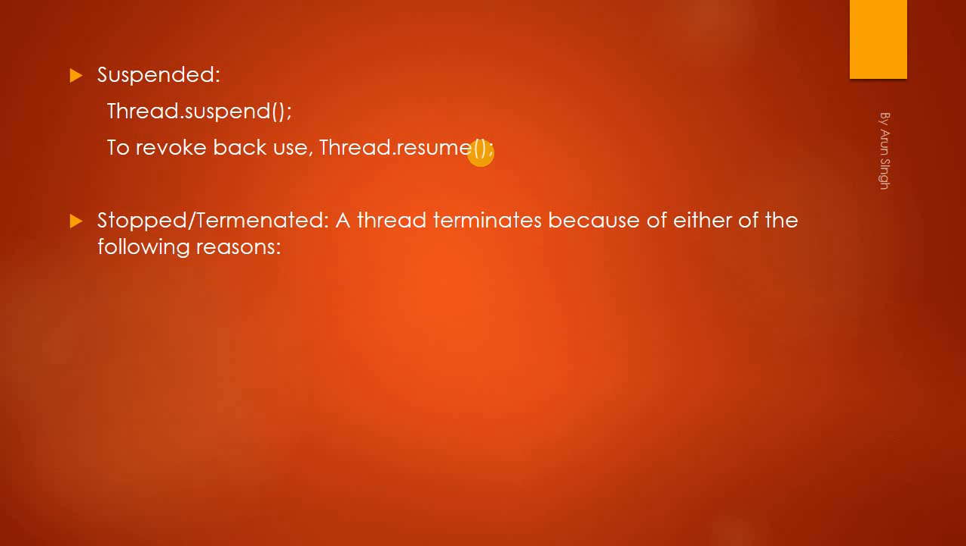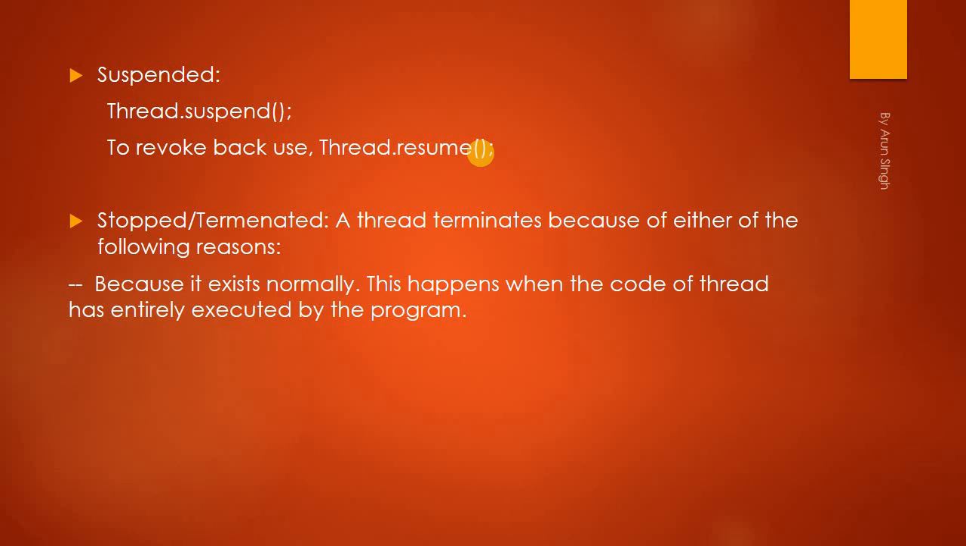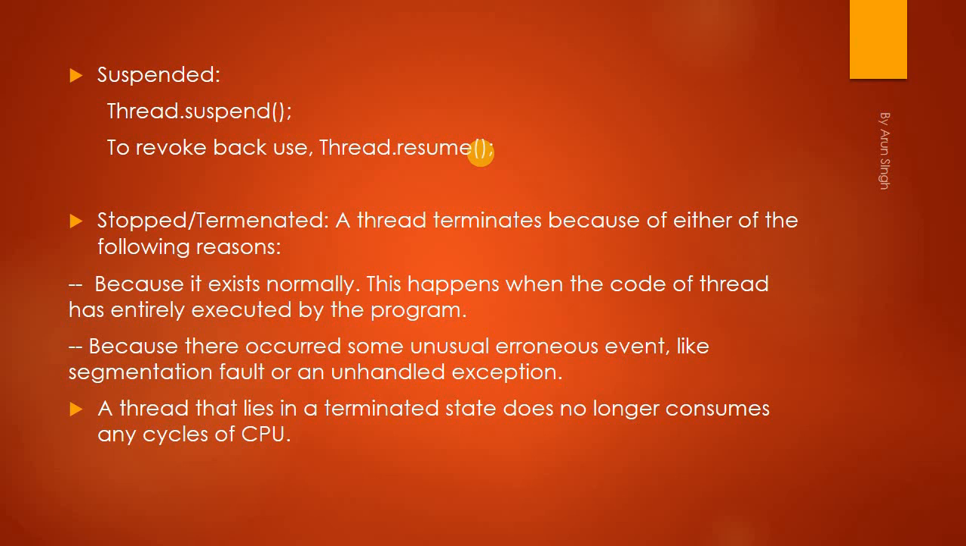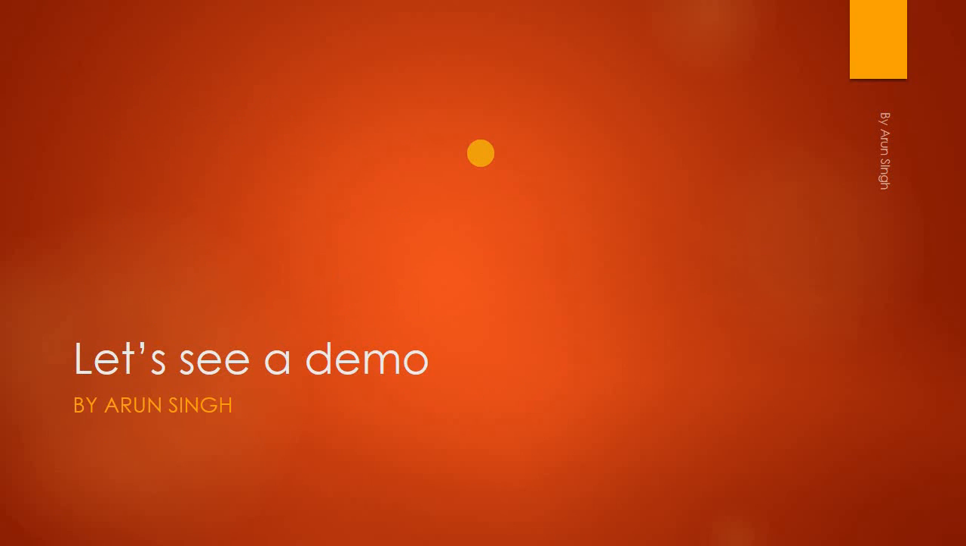Stopped or terminated. A thread terminates because of either of the following reasons. Because it exits normally, this happens when the code of the thread has been entirely executed by the program. Or because there occurred some unusual erroneous event like a segmentation fault or an unhandled exception. A thread that lies in a terminated state no longer consumes any cycles of CPU. That's it. Finish. Let's see a demo.